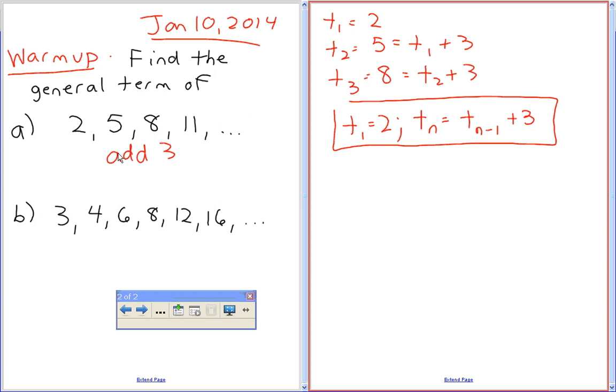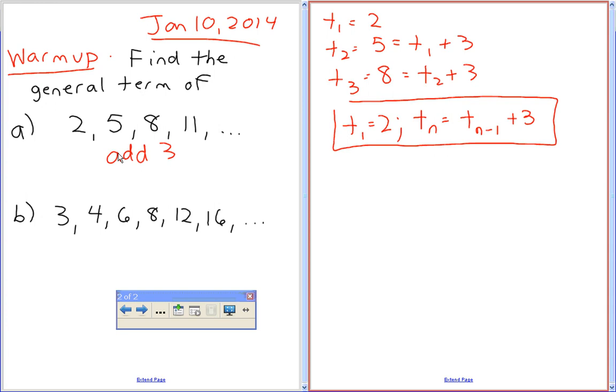Now, you may say to yourself, Mr. Sadler, I can do this in my head without writing that out. That's fine. For this easy one here, as soon as you see add 3, and you can see that means Tn minus 1 plus 3, go right ahead, and that's fine. But for me, I like to show those in between steps to make sure it works.